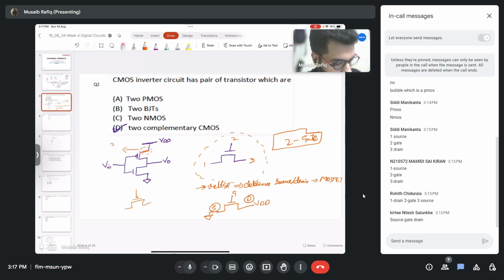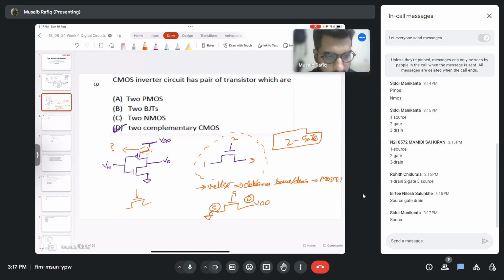What is this? Yes, this is the source of a PMOS. In a PMOS, the source is connected to the higher potential, so it will be connected to VDD. The drain can be grounded or it will be at some lower potential.